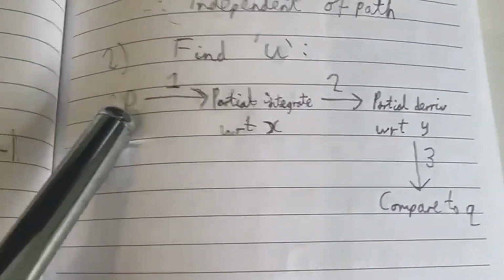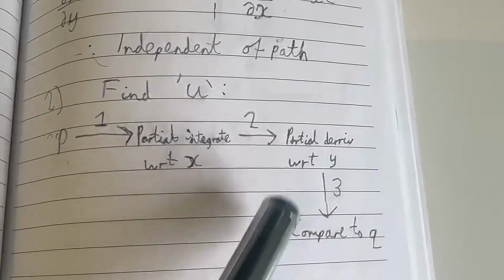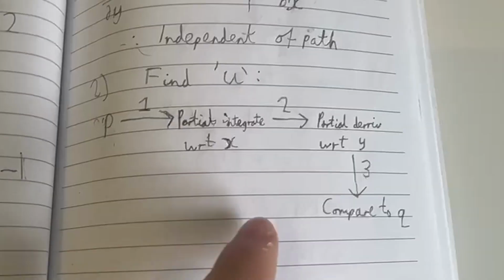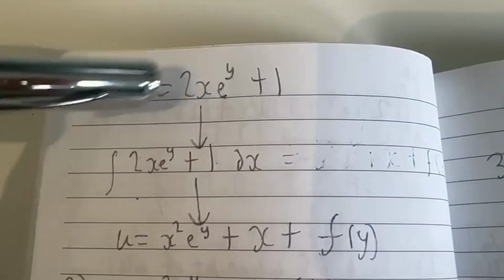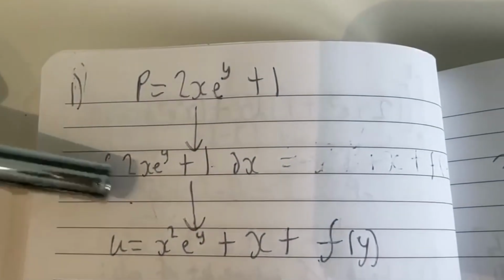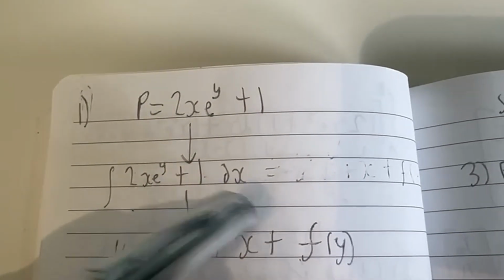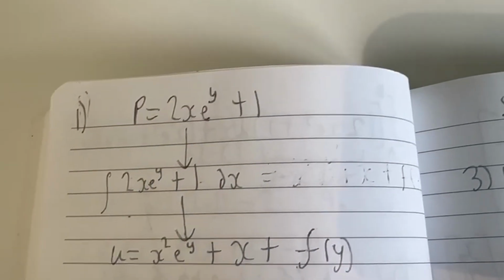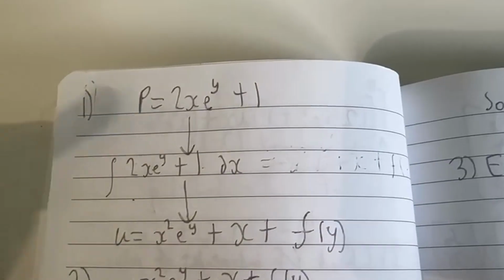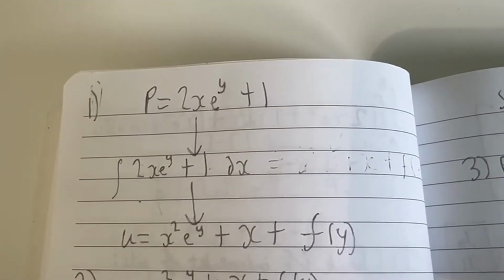So in order to do that, we start with P, do the partial integral with respect to x, then the partial derivative of that with respect to y, and then compare that to Q, which sounds a bit weird, but it will make sense shortly. First step, as I said earlier, is to start with P and do the partial integral with respect to x. So this 2x e^y becomes x squared e^y, the 1 just becomes an x, and then instead of having an integration constant afterwards, we have a function in terms of y, because there's only a partial integral with respect to x, so we need to factor in the y here.